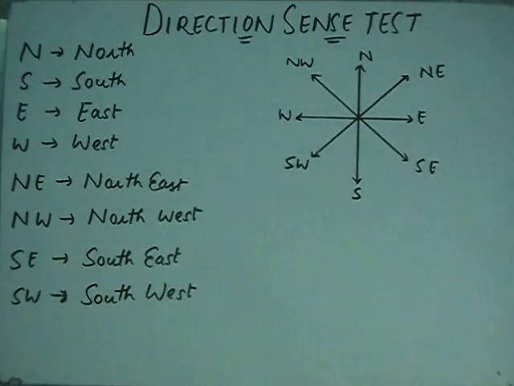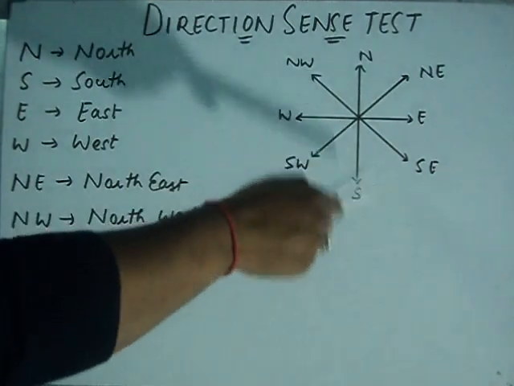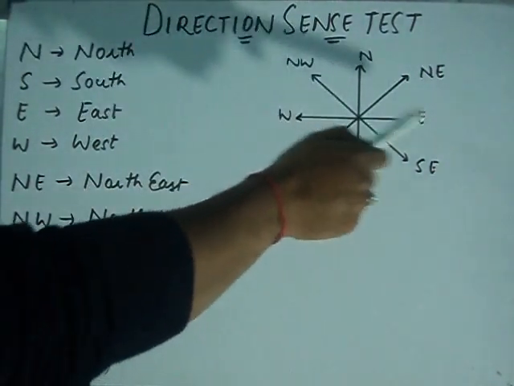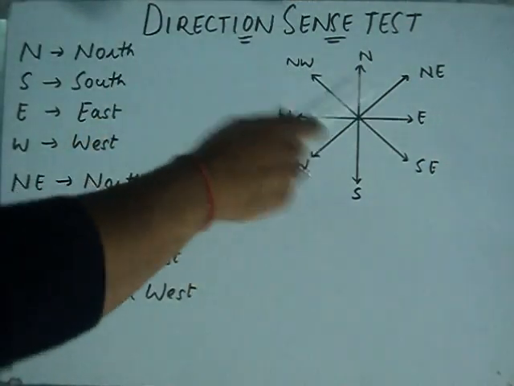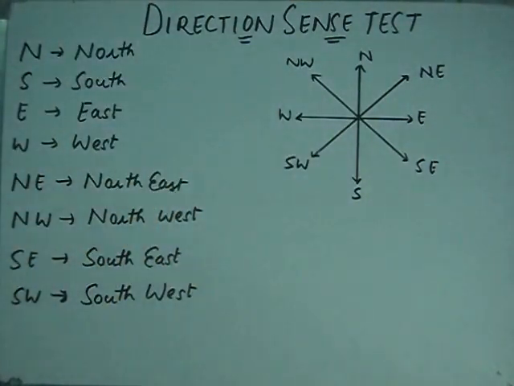We all know about the directions: north, south, southeast, southwest, east, west, northwest and northeast. These are the notations: NE, NW, SW, SE, N, S, E, W. So these are my 8 directions. While solving these numericals, we have to follow a major point.